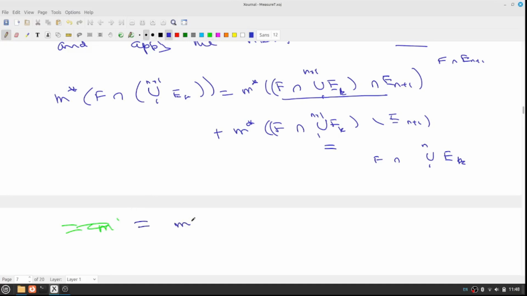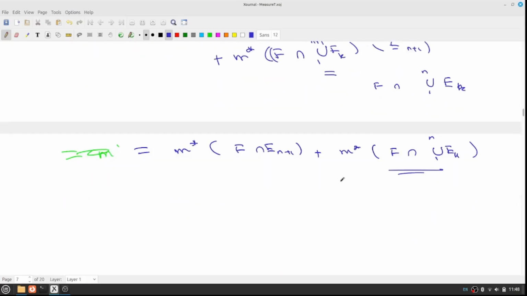Therefore, it is equal to m star of F intersection E_{n+1} plus m star of F intersection the union for k equal to 1 to n. But what is this? This is by the induction hypothesis. This fellow is nothing other than the summation of m of F intersection E_k, k equal to 1 to n. So we proved the result.